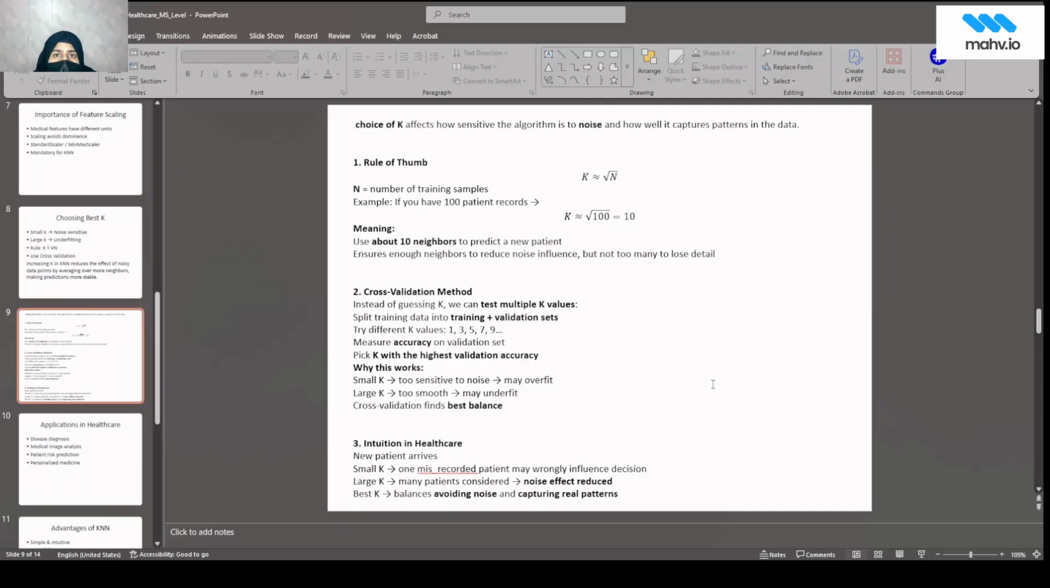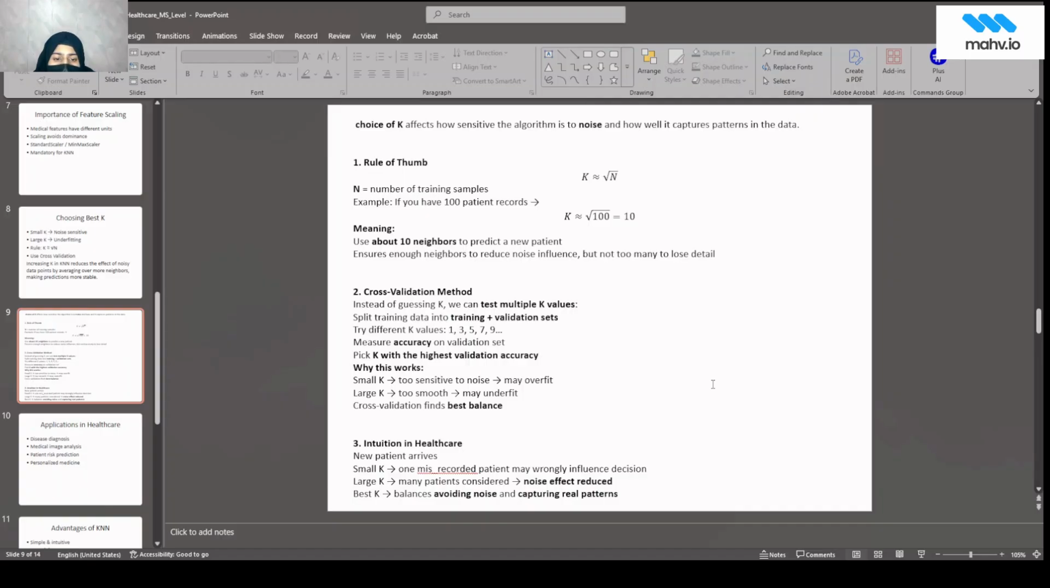So here what we are doing is, after choosing K, we see the accuracy of our model. If our accuracy is fine, let's suppose 90%, we just select that K. But if our accuracy is low, we have to change our K value. So through the evaluation metric we are showing that. Small K means too sensitive to noise, and may overfit. Large K means too smooth, and it will underfit. So cross validation finds the best balance.